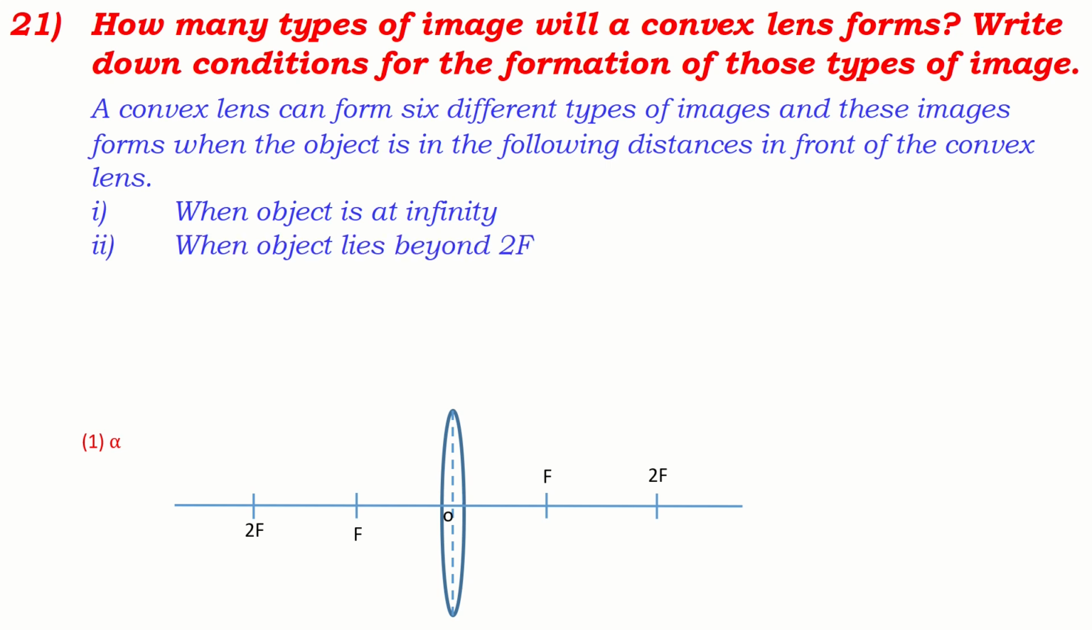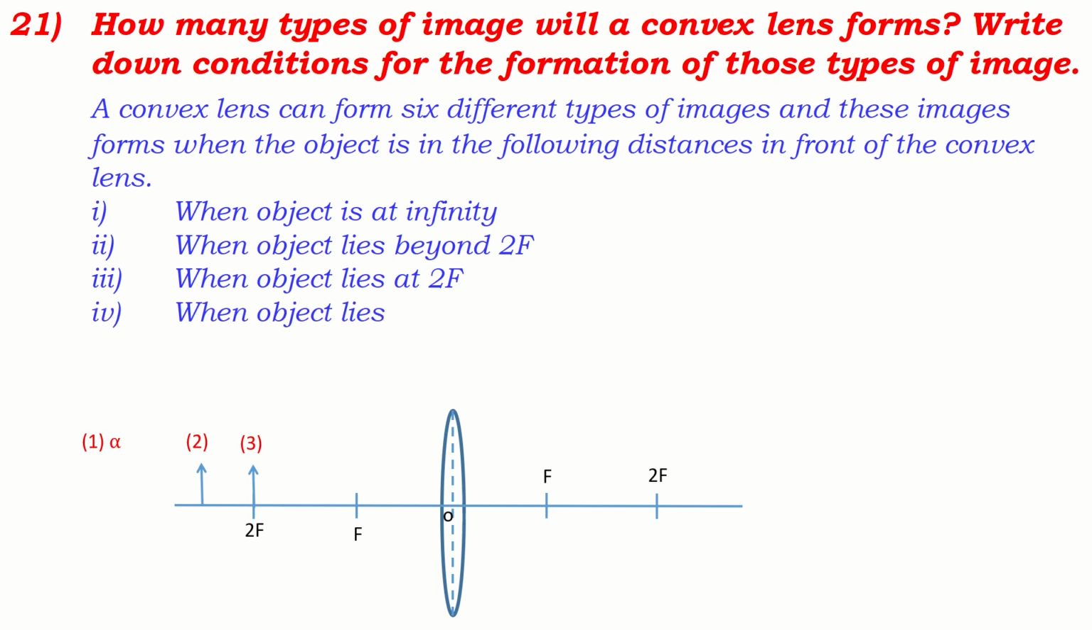Now second, when the object lies beyond 2f, it means now the object can be shown in the diagram at this place. And when we put the object at this place, what type of image does it form? We'll draw another ray diagram. Now third, when the object lies at 2f, when the object is taken a little nearer, at 2f, then what kind of image forms? That can be drawn and shown with another diagram. And when the object lies between f and 2f, somewhere between f and 2f, if the object is at this place, this is the fourth condition, what kind of image will be formed by the convex lens?